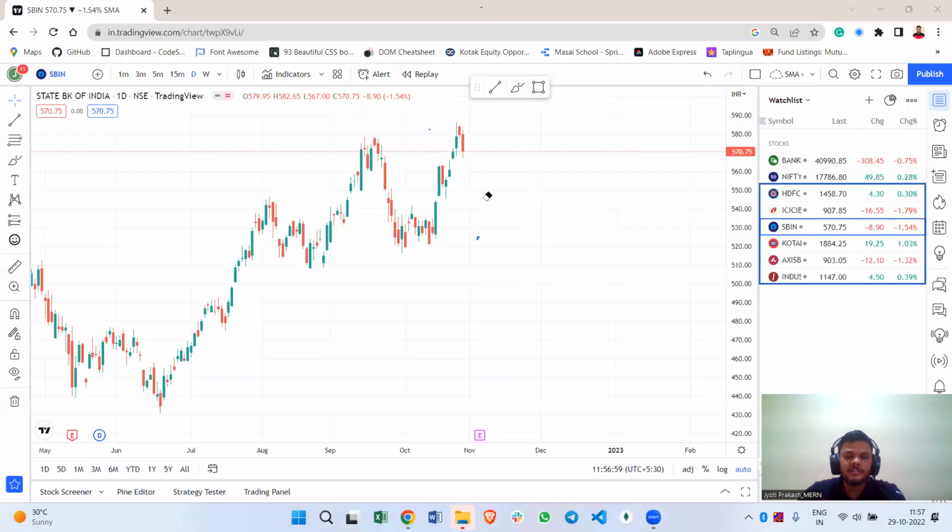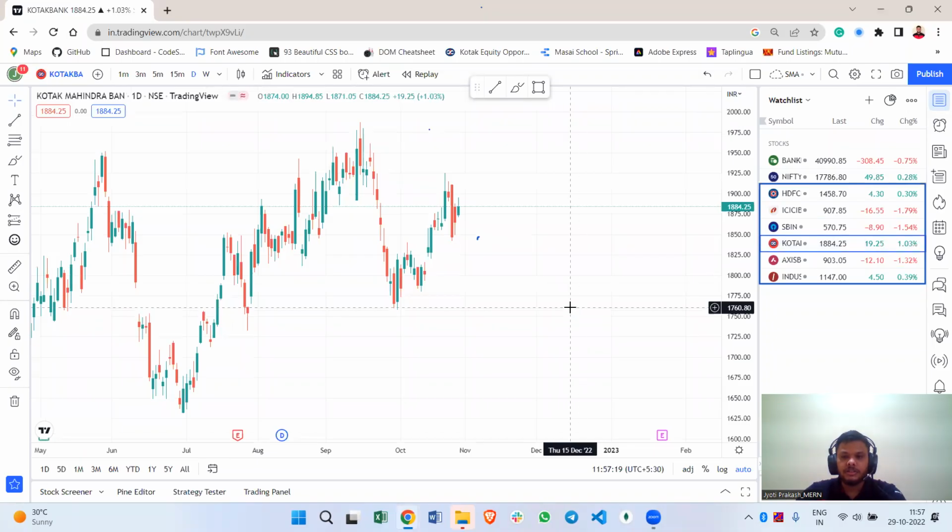For any buying scenario, it needs to close above, I guess, 575, and if it closes above 575 opening flat or opening gap up, then we're going to take it for buying, and our target will be 580 first. Then our second target we can set to 585, but it needs to close above 575 for any buying scenario. Now let's look into Kotak Bank.